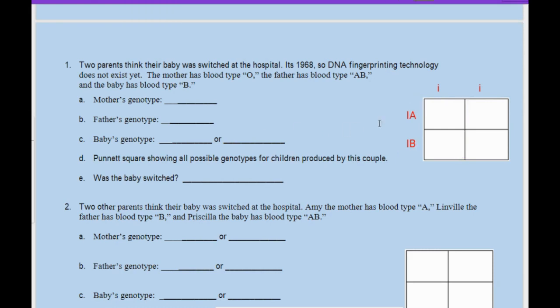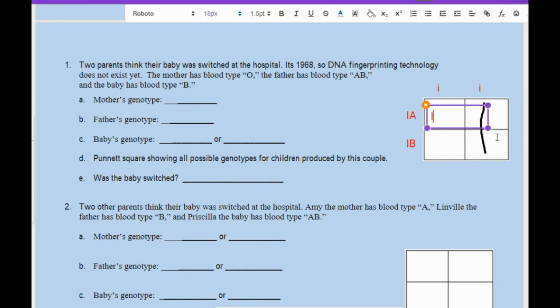All right, we can't cross any out because these are both different. Oh no, we can cross these out because they're both little i's. Two little i's, I can cross out one column. All right, over here we got big I A, little i, type A, heterozygous. Big I B, little i, type B, heterozygous.